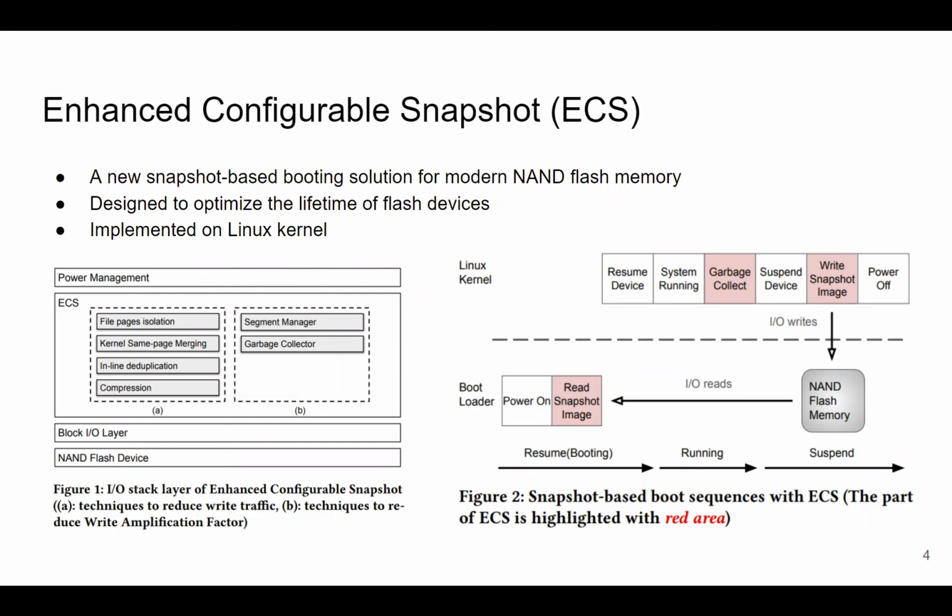ECS is a new snapshot booting solution for modern NAND flash memory. We have designed it to optimize the lifetime of NAND flash and implemented it on the Linux kernel. ECS is placed between the power management and block I/O layer of the Linux kernel to manage write traffic and write amplification factor, as you can see in Figure 1. Figure 2 shows a traditional snapshot booting process. We have made changes on 3 parts of the suspend and resume process.